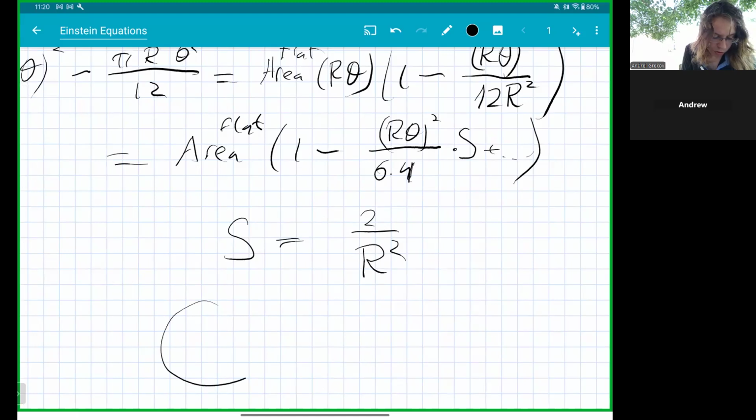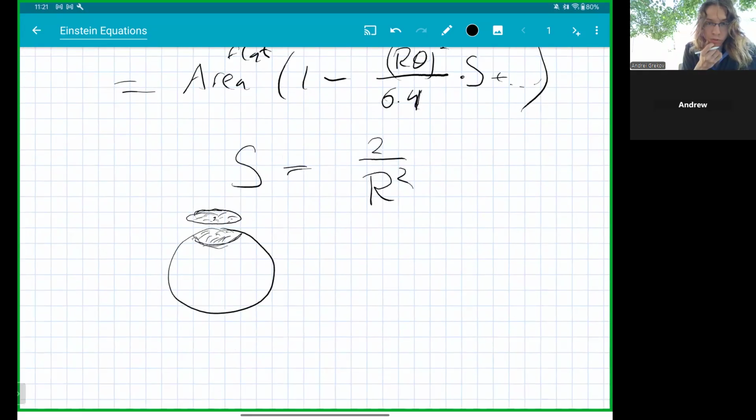So indeed we see that because of that, this ball is getting slightly smaller than what it would have been in a flat space. Now, why am I talking about all of it?